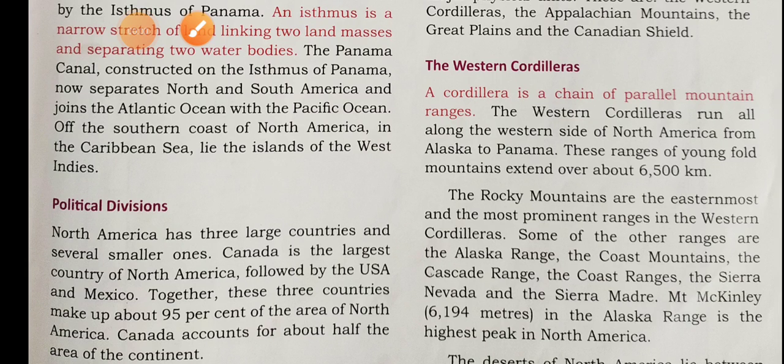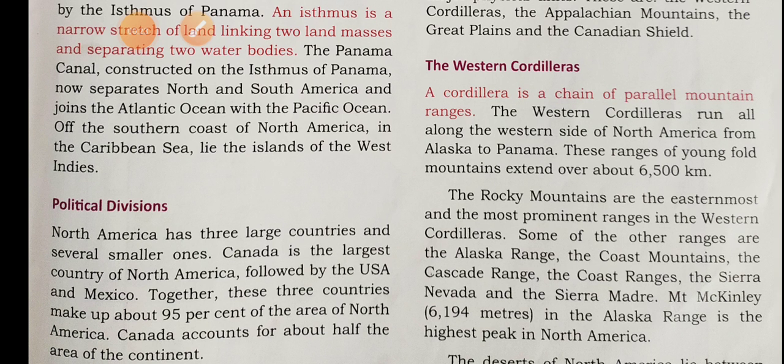My dear students, today we are continuing with lesson 6, study of continents. We started with North America. We discussed the formation of the continent. Then we learned about heat zones and the location of North America. And today I am going to teach you about political divisions.